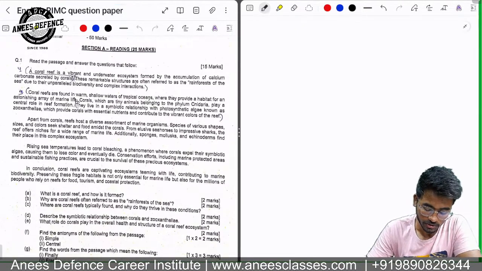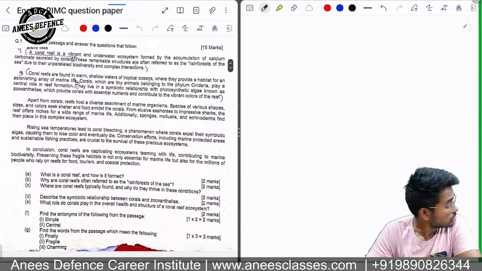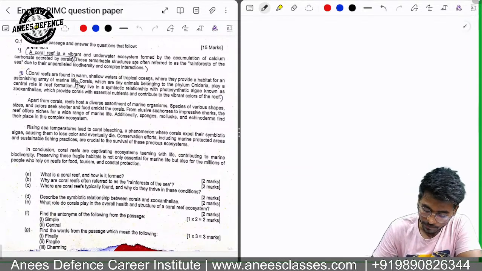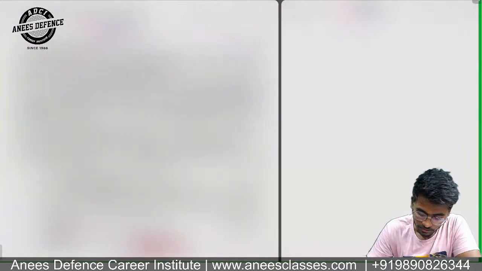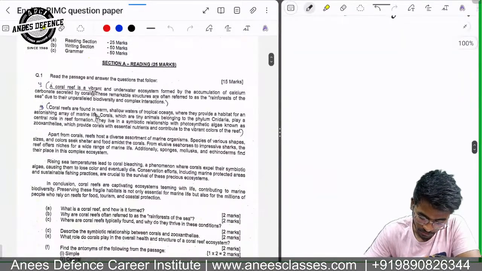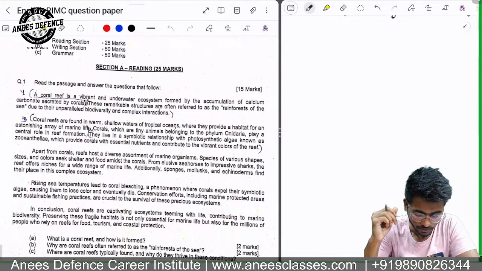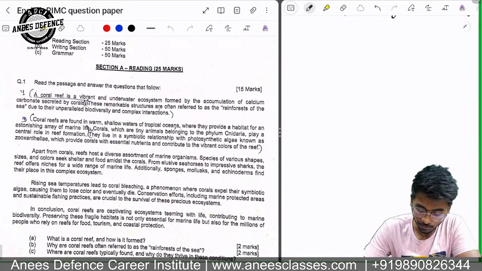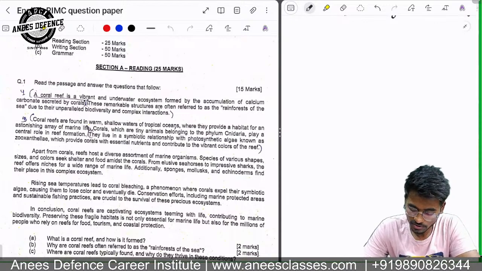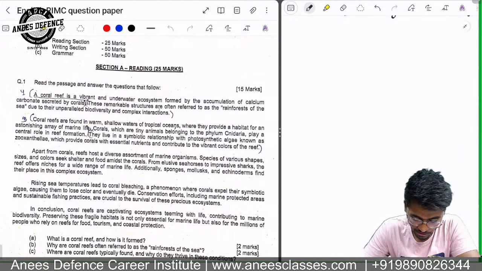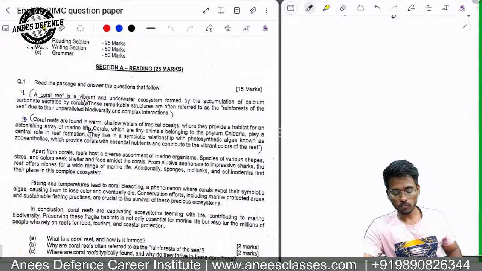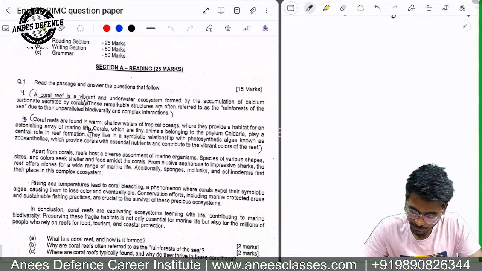The very first question was the passage. So I hope that you are able to see the passage. I'll just zoom it out for you. The passage is about the coral reefs. It says a coral reef is a vibrant and underwater ecosystem formed by the accumulation of calcium carbonate secreted by corals. These remarkable structures are often referred to as the rainforests of the sea due to their unparalleled biodiversity and complex interactions. Coral reefs are found in warm, shallow waters of tropical oceans, where they provide a habitat for an astonishing array of marine life.